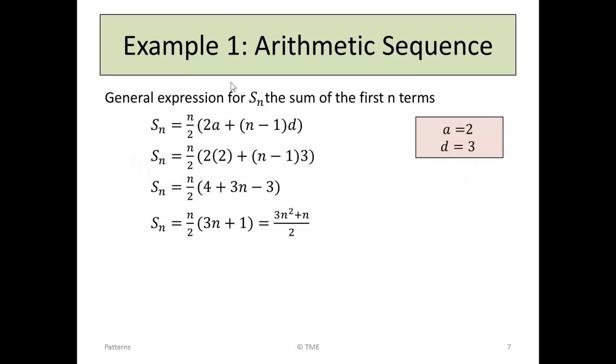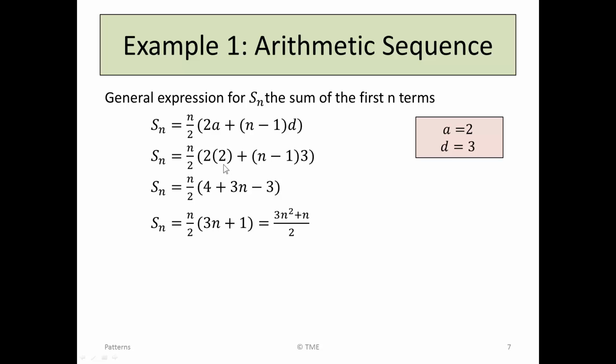We now check the general expression for Sn, the sum of the first n terms. This is given in the tables as Sn is n over 2 into 2a plus n minus 1 d. So we have that from the tables. But in this particular sequence, we know that a is 2 and d is 3. So we can use those values in this expression. So substituting in, we get Sn is n over 2, 2 times a, but a is 2, plus n minus 1 times d, but d is 3.